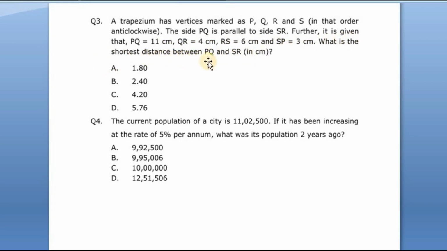Fourth question, the current population of city is 11,02,500. If it has been increasing at the rate of 5% per annum, what was its population 2 years ago? Next.